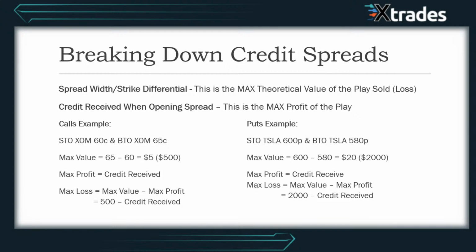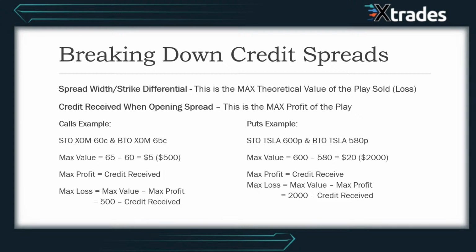So I probably should have written this down, but just say, for example, 60 calls are, I don't know, $2 or something, and the 65 calls are like 50 cents or something. So you're going to collect a total credit of $1.50 or $150. So now your max loss is going to be 500 minus the max profit, which is 150. So that's going to be 350, right?